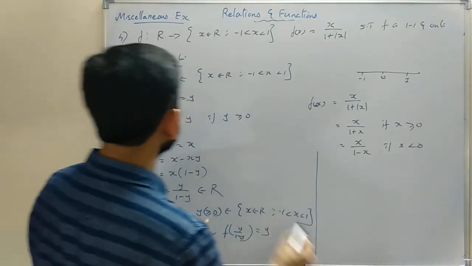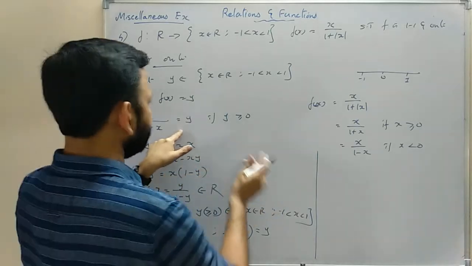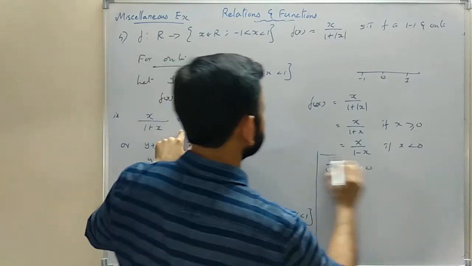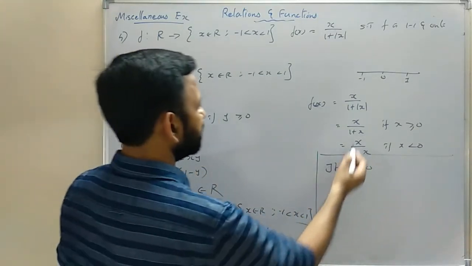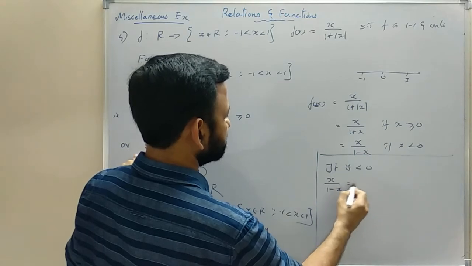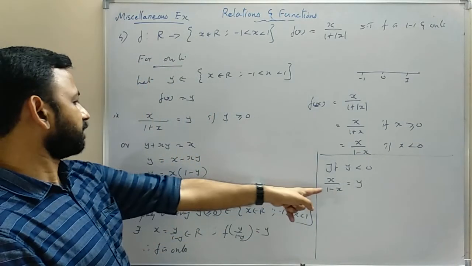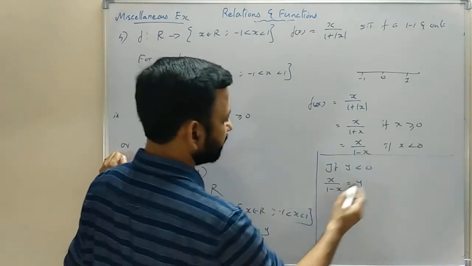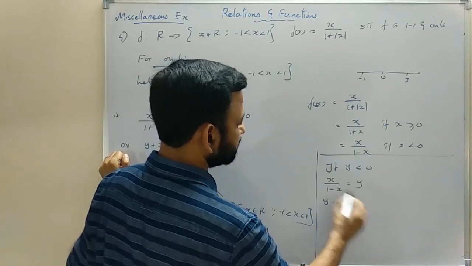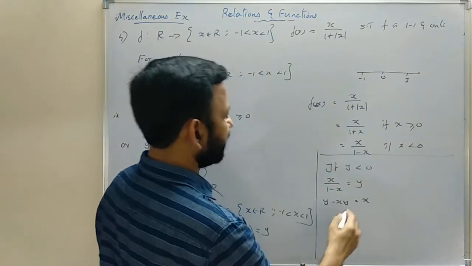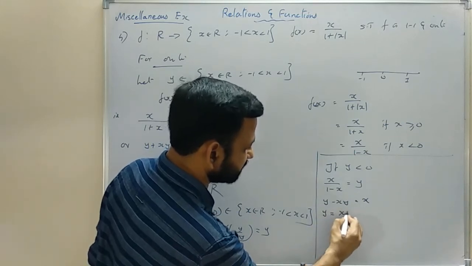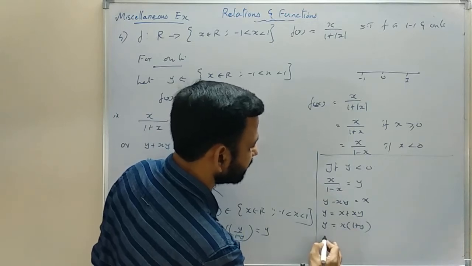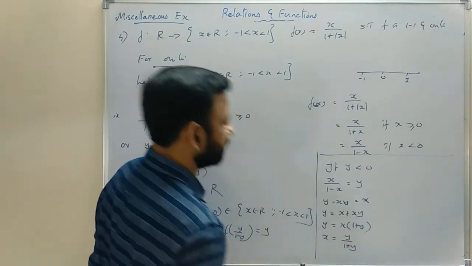Then the same way we can prove it is onto function when y less than 0. Then if y less than 0, then x upon 1 minus x is equal to y. F of x is equal to y, that is x upon 1 minus x is equal to y. This is less than 0. Cross multiply, y minus xy is equal to x. Then we can take y is equal to x plus xy, that is y is equal to x into 1 plus y. Therefore x is equal to y upon 1 plus y.